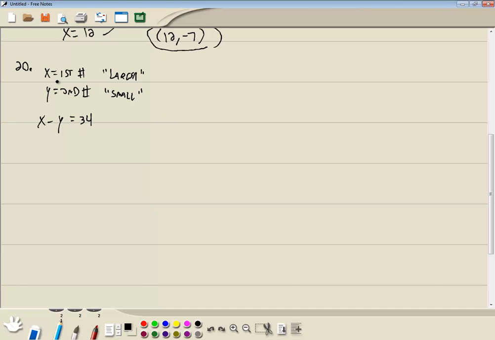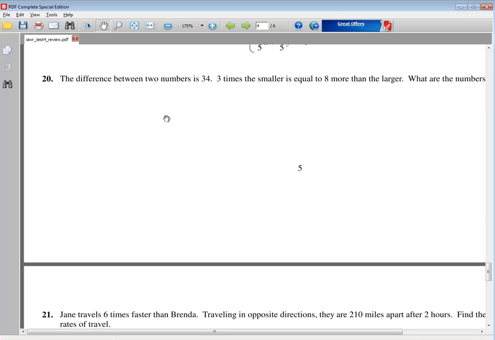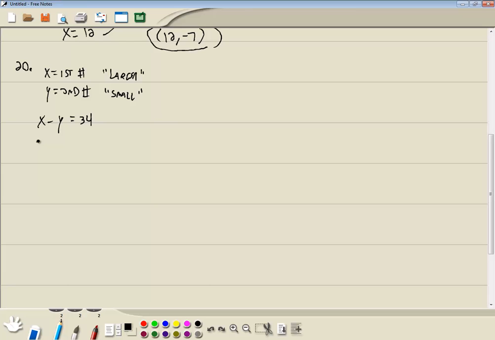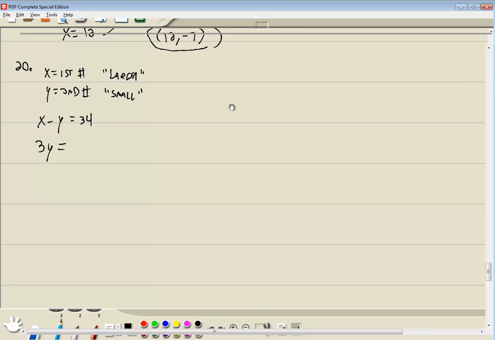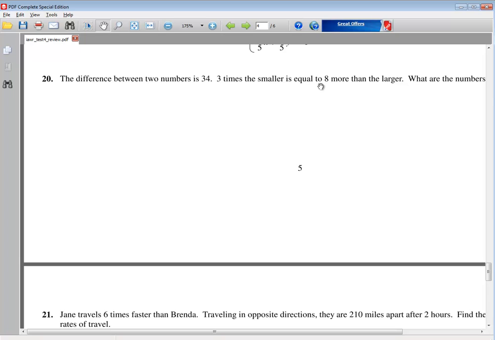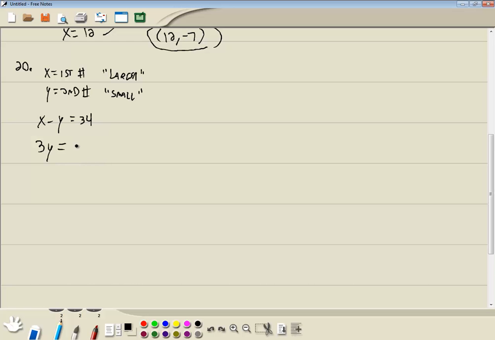I had to arrange it in this manner because the larger one has to go first if the difference is going to be positive. If it said the difference is negative, then I would want to flip these around. Okay, 3 times the smaller. The smaller is y, so 3y is, there's our equals, 8 more than the larger. So this would be x plus 8.